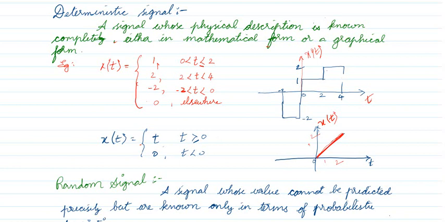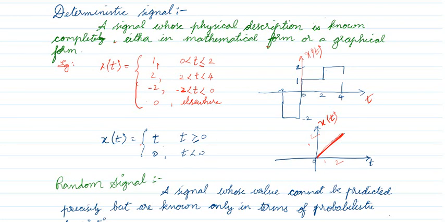Look at this example. X of t I am taking is 1 between the time 0 and 2, 2 between the time 2 and 4, -2 between the time -2 and 0, and 0 elsewhere. For all other values it is 0. This I can make in waveform form. This is a mathematical expression. Look at it in graphical form. Between 0 and 2, the signal is 1. Between 2 and 4, the signal is 2. Between -2 and 0, the signal is -2. It is 0 for other values. Such signals are called deterministic signals.